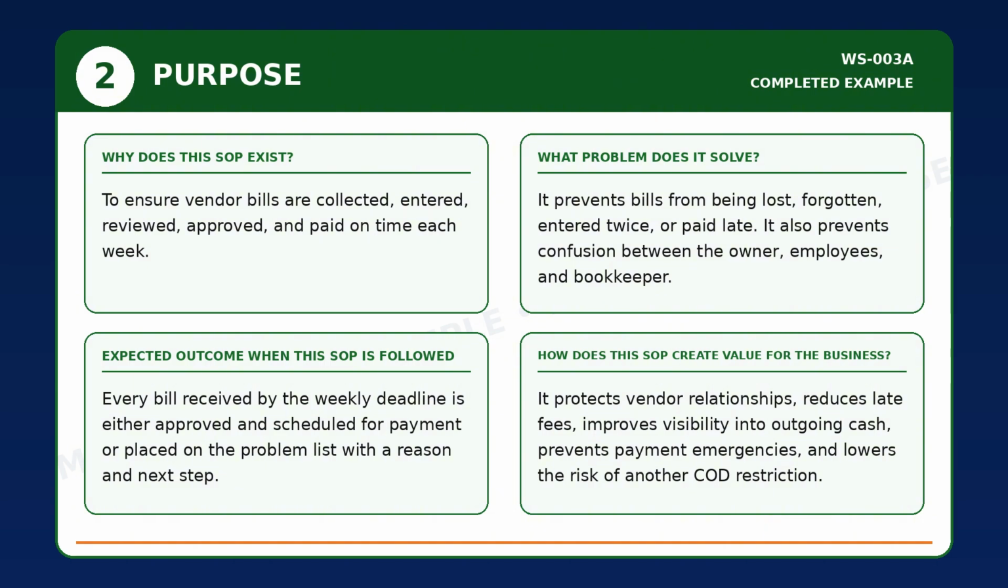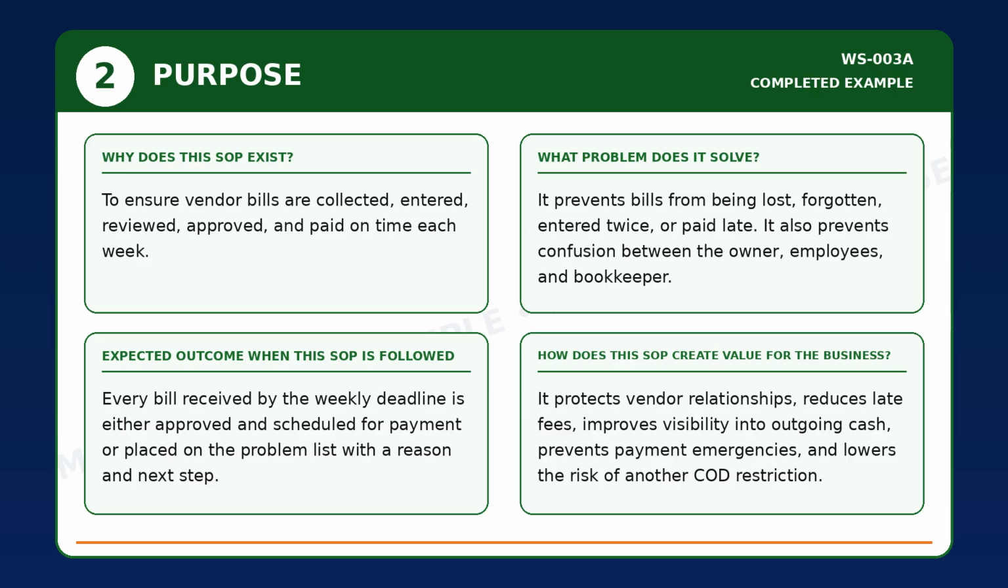Every bill received by the weekly deadline should end up in one of two places. It's either approved and scheduled for payment, or it's placed in a short problems list with a reason that it cannot be paid yet. Maybe the owner wants to wait, maybe the bill is wrong, maybe the business is short on cash, maybe information is missing. The bill doesn't have to be paid just because it was received, but it cannot disappear. This is to prevent that.